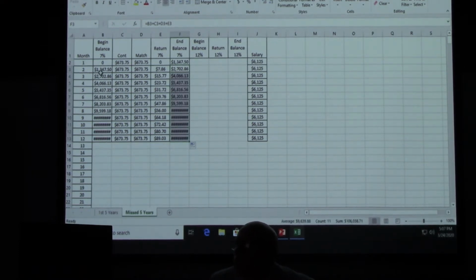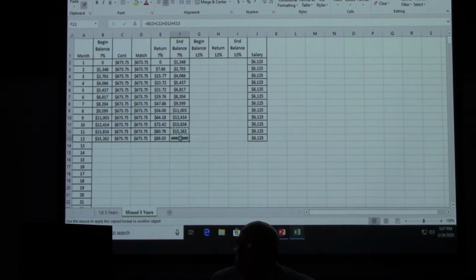And then let's take the cents out of this. Don't need it, don't want it. Center that. There you go. Okay.